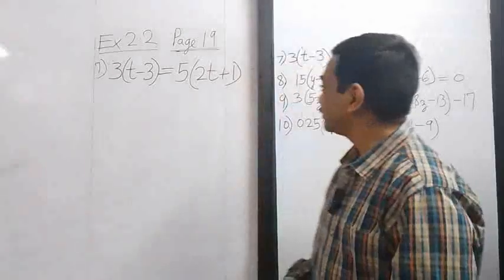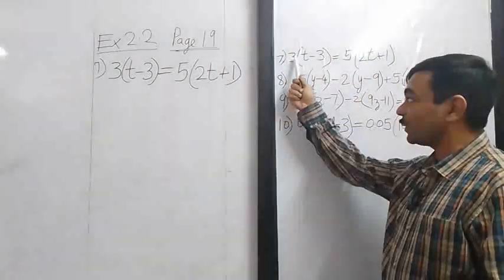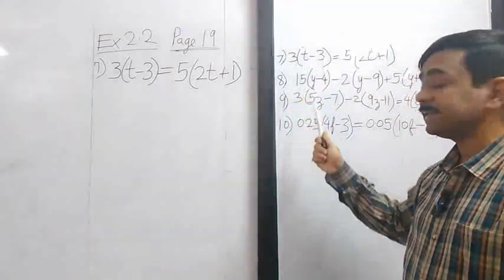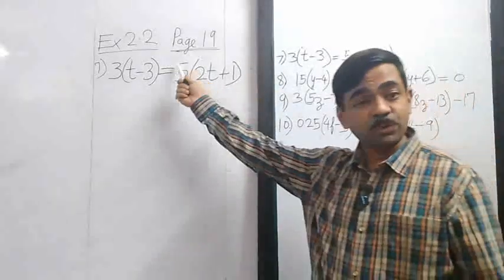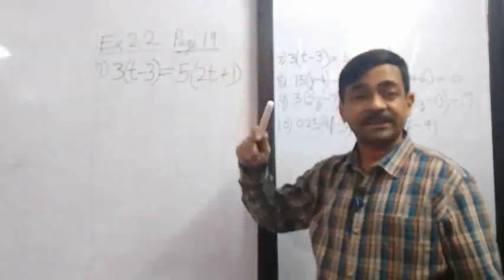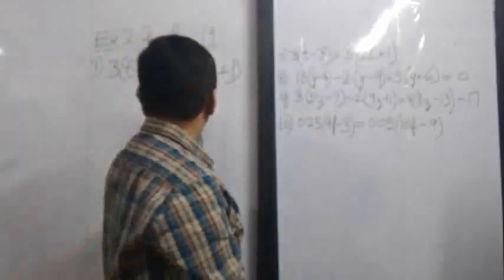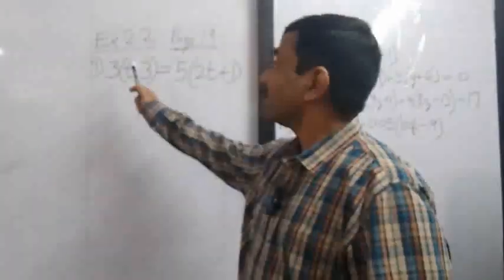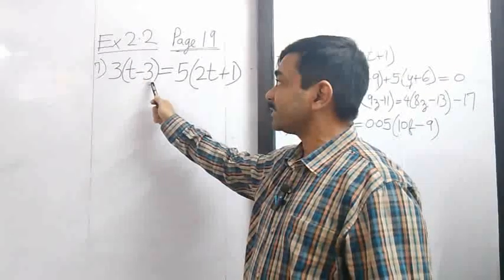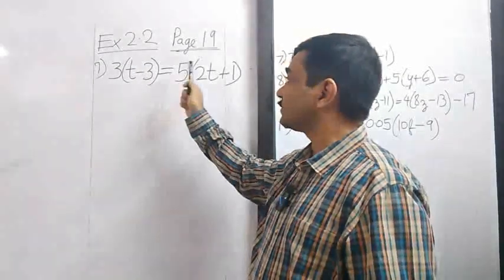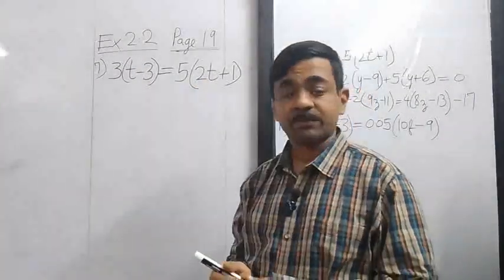So friends, today we shall do the 4 questions 7, 8, 9, 10 of exercise 2.2, page number 19. Let's begin. We have the first question, which is 3 bracket 3 minus t minus 3 equals 5 bracket 2t plus 1.